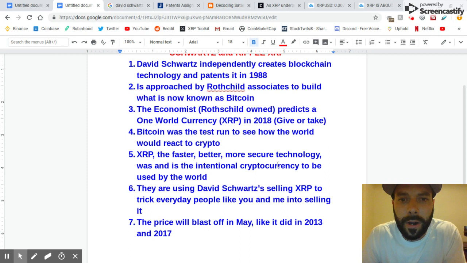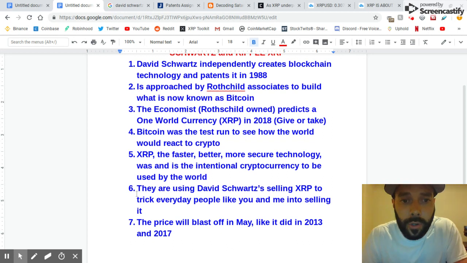XRP, the faster, better, and more secure technology, which is true. I mean, the only opinion here is "better," because some people don't think it's better, but it is faster and it is more secure. It was and is the intentional cryptocurrency to be used by the world. All right, now, that's an opinion too.